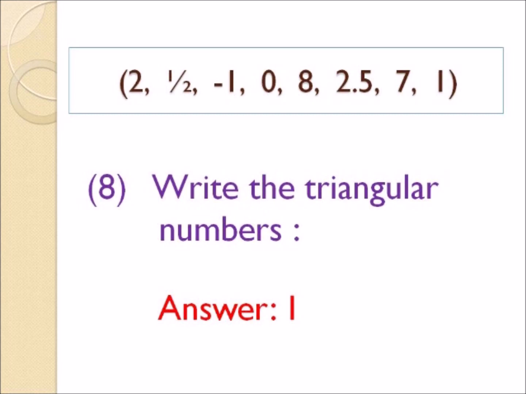1 is the first triangular number. The next one will be 1 plus 2, which is 3. Next will be 1 plus 2 plus 3, which is 6. So you don't have those.